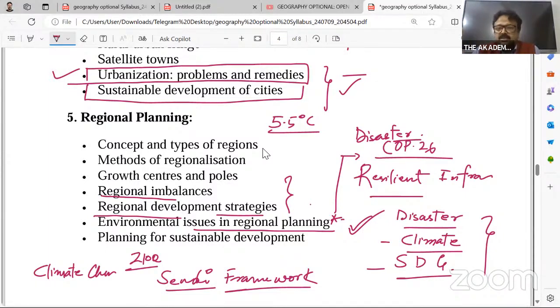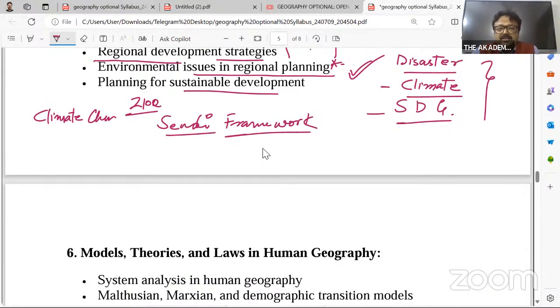So such infrastructure is called disaster resilient infrastructure, and you will find this mentioned in everything, whether you are learning environment, geography, disaster management, even in your social issue. So disaster resilient infrastructure is part of regional planning, infrastructural development projects, as well as sustainable development goals. So that's why environmental issue in regional planning is part of future planning of sustainable development. Again, you will find this topic in your GS part.